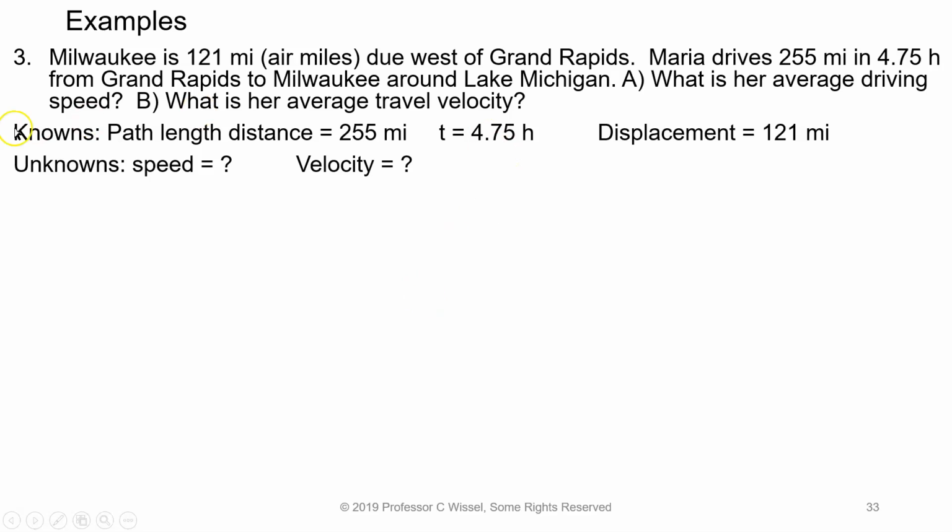Okay, so you write down everything you know. Path length, that's distance. 255 miles, that's what the odometer would read. The trip odometer. Time is 4.75 hours.